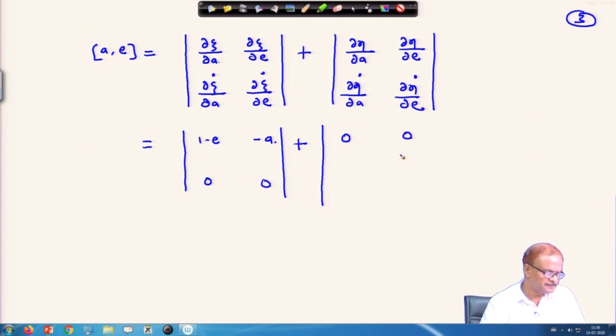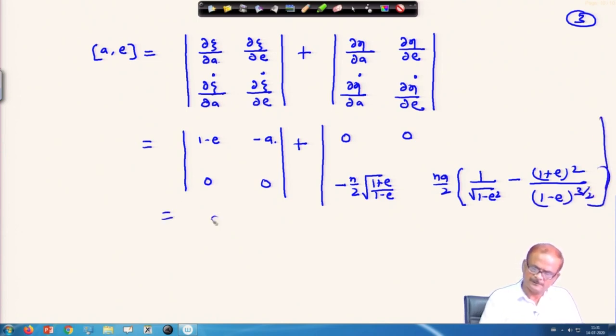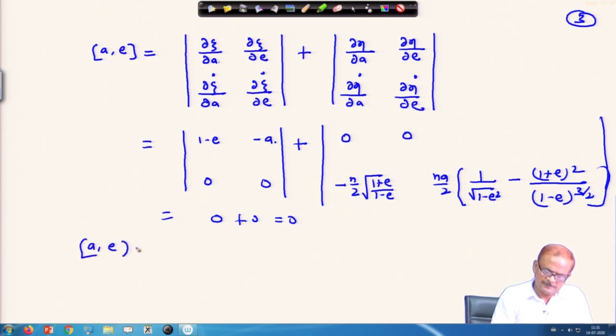Finally, for this quantity ∂η̇/∂a, we have got minus n by 2 times (1 plus e)/(1 minus e), and ∂η̇/∂e, this we have got as n a by 2. See, immediately it is visual, we need not write so much for working out these quantities. So, what we observed is that this quantity is 0, 0. So, this turns out to be 0. So, [a, e], this quantity is 0.